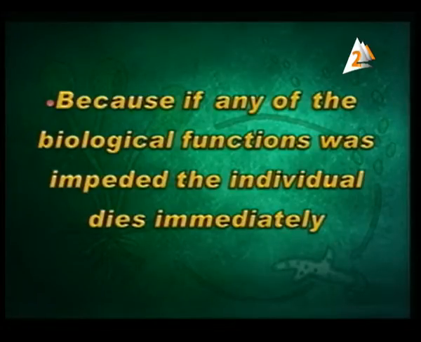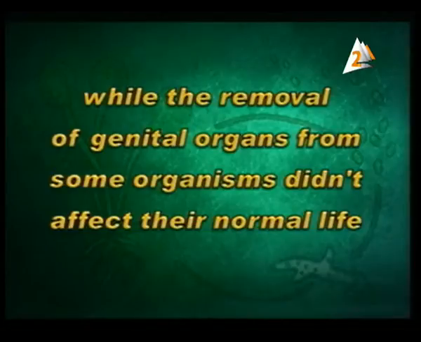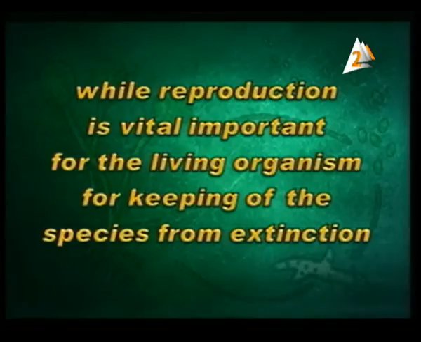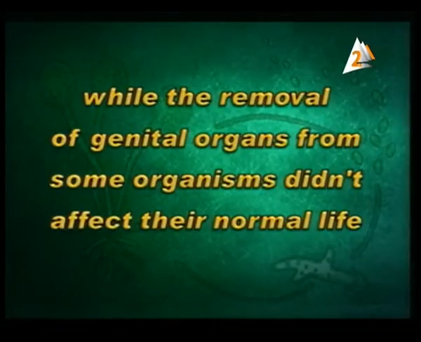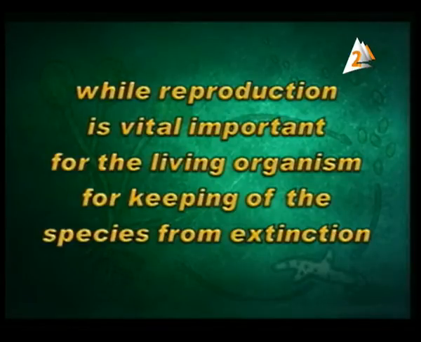Because if any of the biological functions was impeded, the individual dies immediately, while the removal of genital organs from some organisms did not affect their normal life. While reproduction is vitally important for the living organism for keeping the species from extinction. I'm going to say the answer again because it's a long answer. Please concentrate with me. Because if any of the biological functions was impeded, the individual dies immediately, while the removal of genital organs from some organisms did not affect their normal life, while reproduction is vitally important for living organisms for keeping the species from extinction.